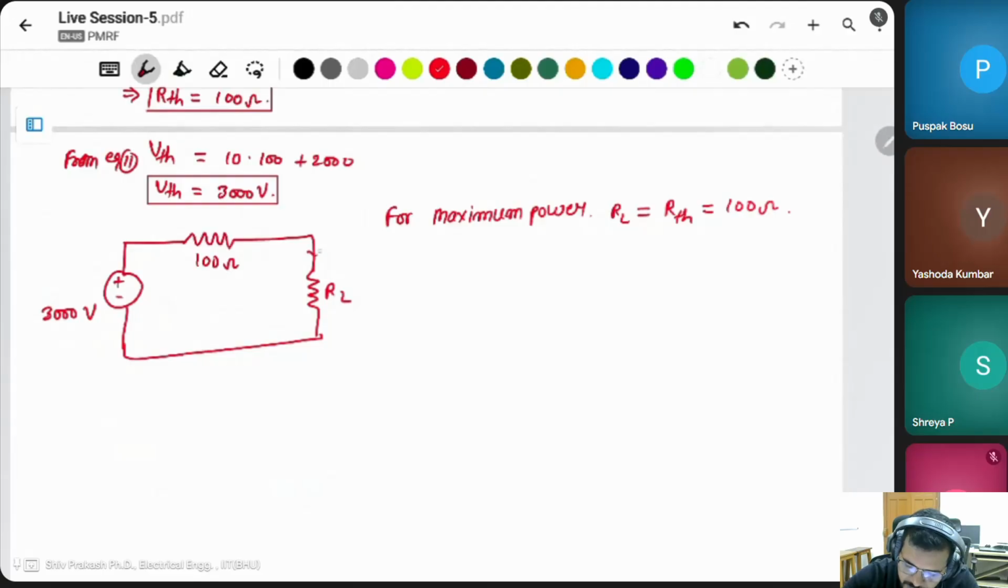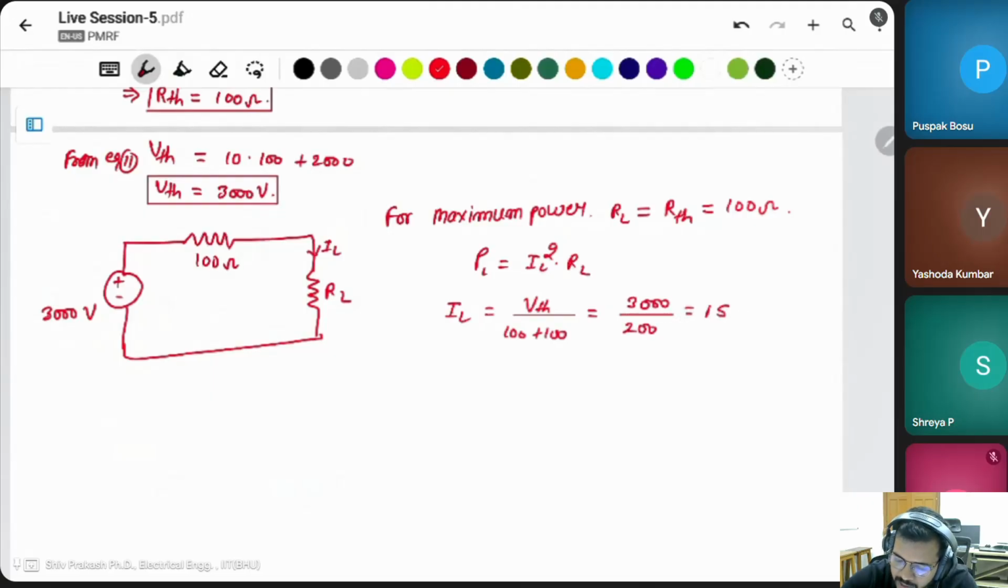And what is the power? PL is equal to IL square into RL. What is the IL? V by R. It means VTH divided by 100 plus 100, which is equal to 3000 divided by 200, which is 15 ampere. Then power is equal to 15 square into RL, where RL is 100 ohm. 225 into 100, then PL is equal to 22.5 kilowatt.